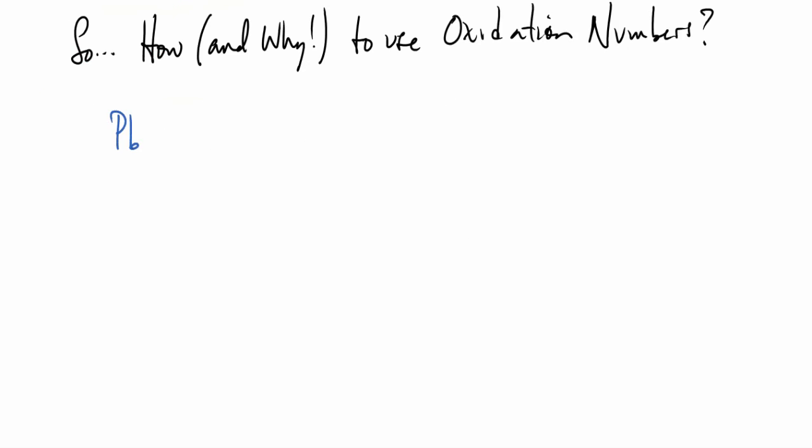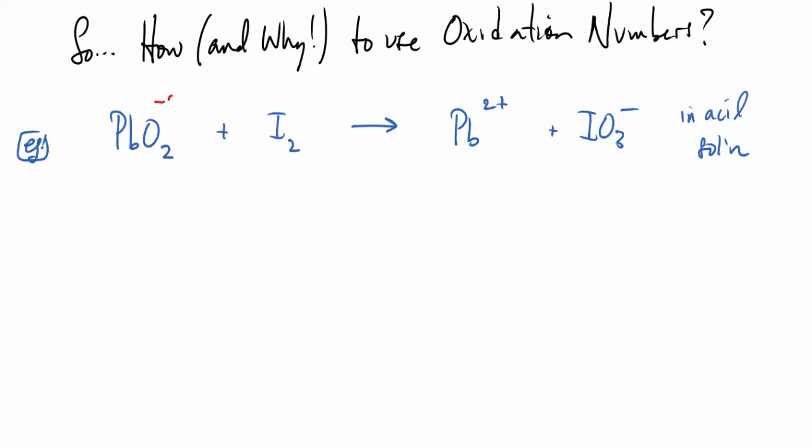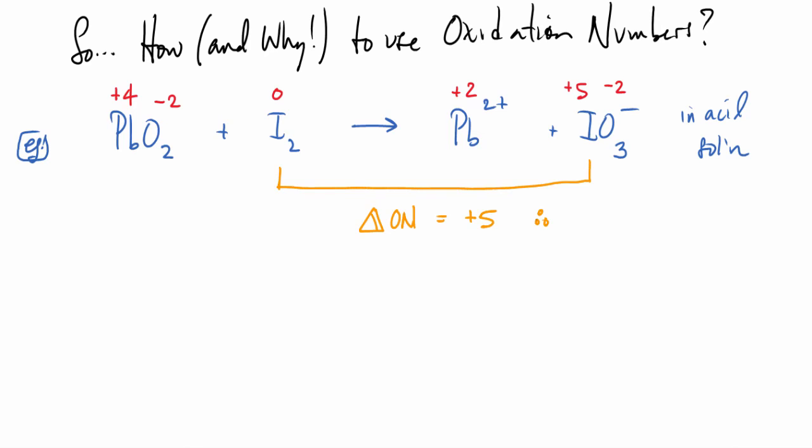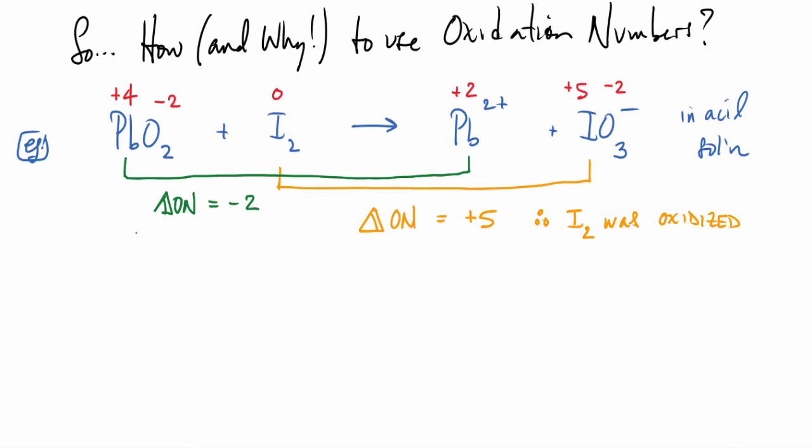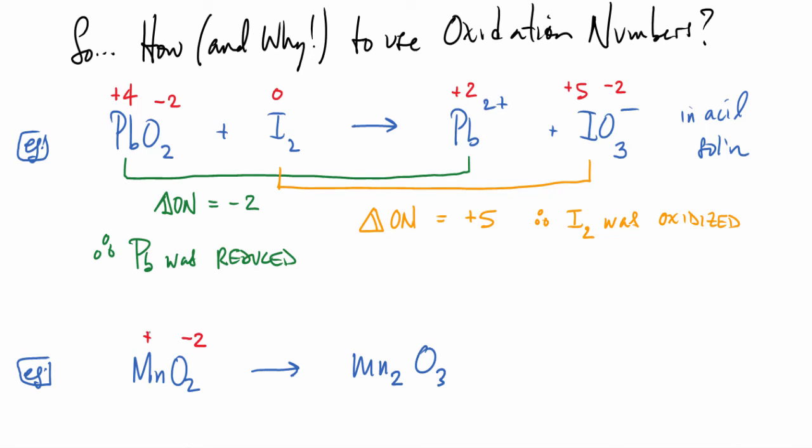So, how and why to use oxidation numbers? Well, we like to know which compounds got oxidized and which ones got reduced. So here we have a reaction with lead(IV) oxide and iodine, making the lead 2 plus ion and iodate. Assigning all the oxidation numbers, we can see that iodine's oxidation number changed from 0 to plus 5, and therefore iodine was oxidized. It was oxidized by losing electrons. We can also see that lead's oxidation number was reduced from plus 4 to plus 2, and therefore lead was reduced by gaining electrons.